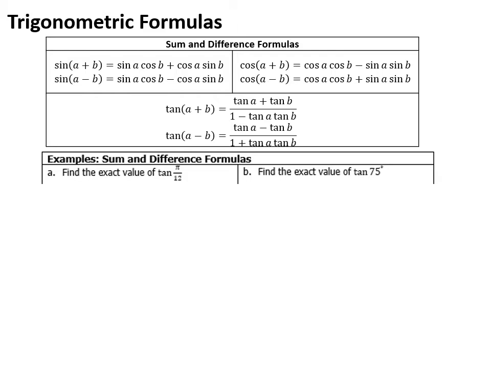Tangent of a plus b is tangent of a plus tangent of b divided by 1 minus tangent of a times tangent of b, and subtraction is tangent of a minus tangent of b over 1 plus tangent of a, tangent of b.